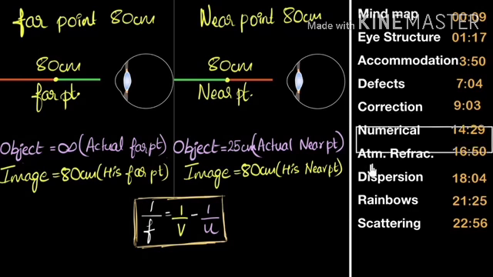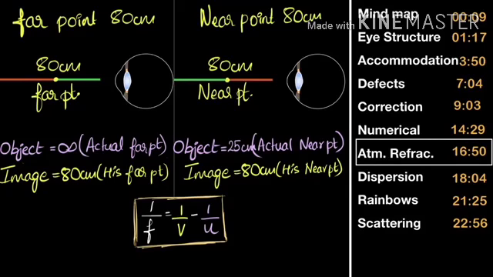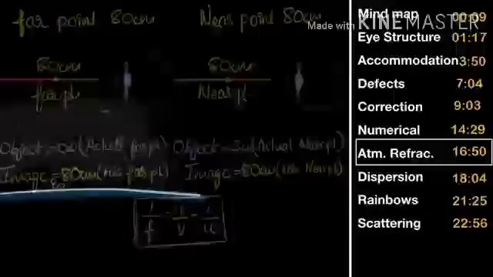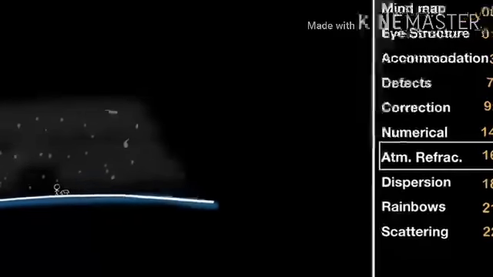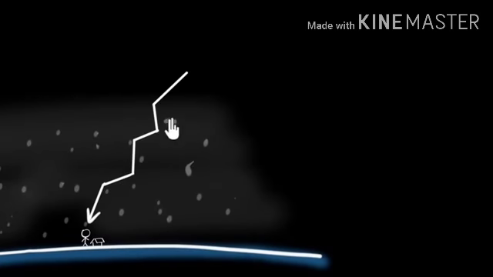This brings us to the next subtopic, atmospheric refraction. The first consequence of the atmosphere refracting light is twinkling of stars. Why do stars twinkle? The light from the star bends multiple times in our atmosphere before reaching our eyes.